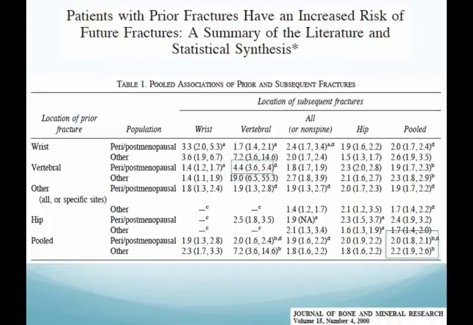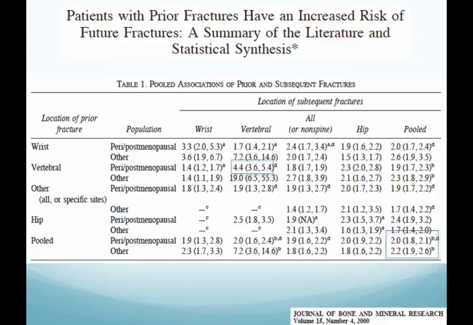Why is having a fracture important? You have a vertebral fracture, you have a little bit of pain in your back, and it goes away. What's the big deal? The big deal is that it's a sign of things to come. This is a very busy table. Just focus on the 2 boxes that I'm showing you.